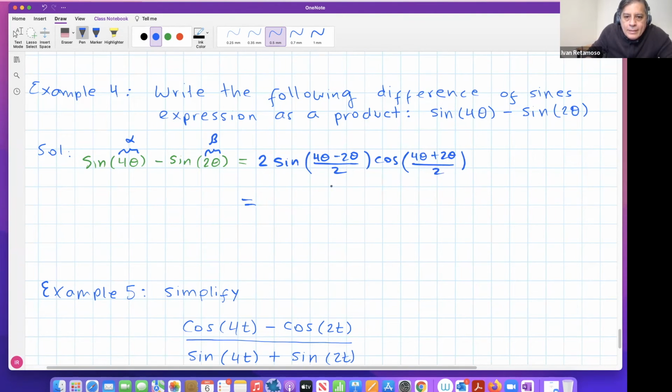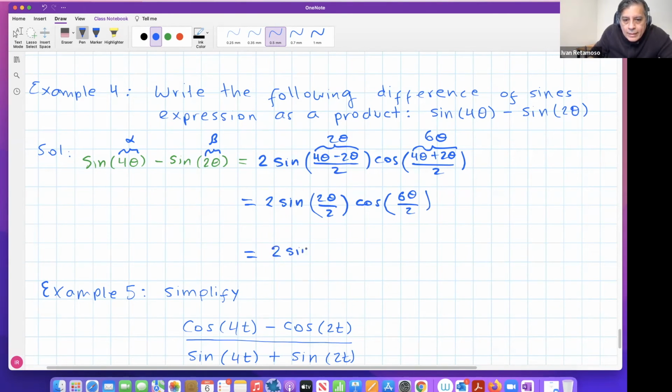Great. Now, this is going to become 2 times sine of 4 theta minus 2 theta, which is just 2 theta. 2 into 2 theta, just theta, right? Just theta. Follow, guys? Very good. That's the first part, right? Or maybe let's write it so nobody gets confused here. Cosine of 4 theta plus 2 theta, 6 theta, right? 6 theta here over 2, right?